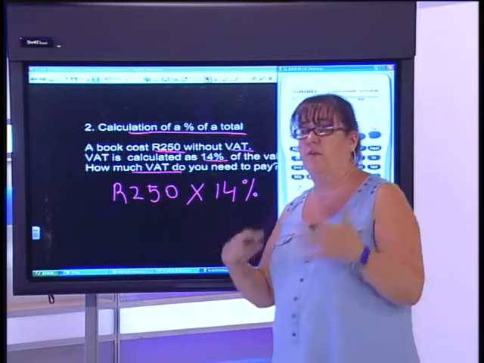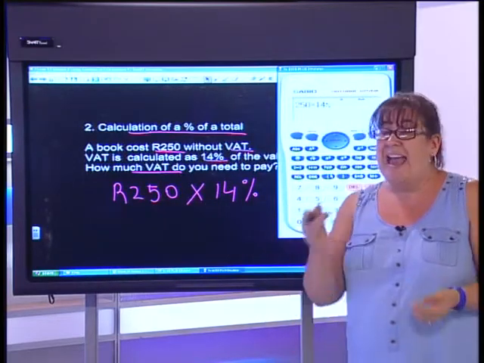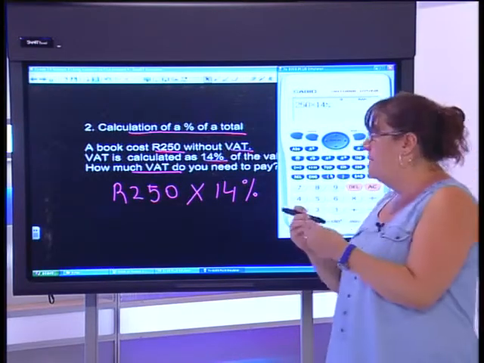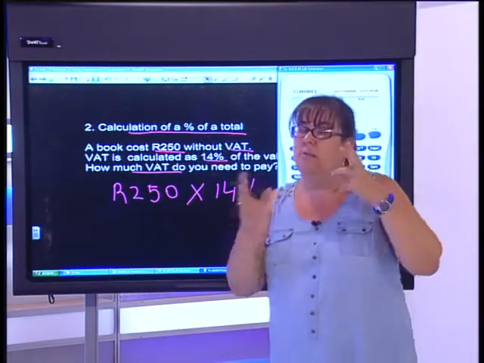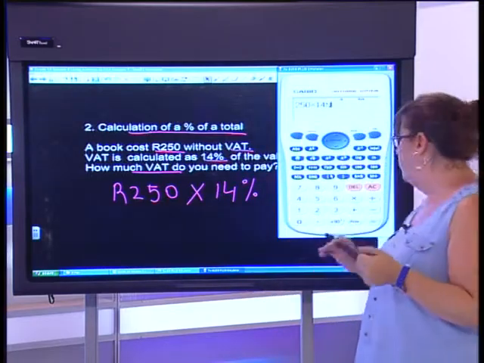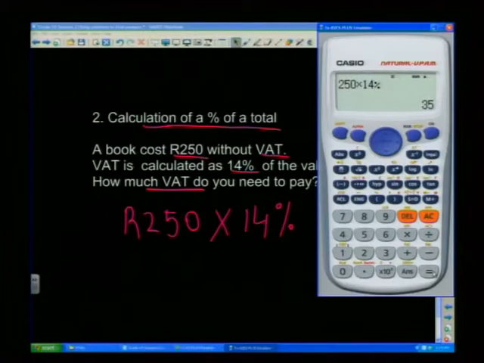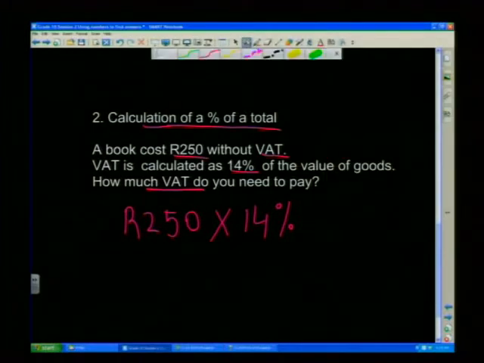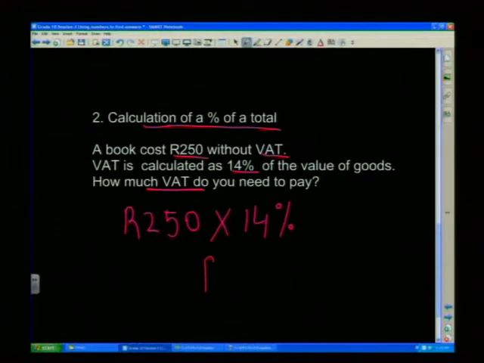10% of 250 Rand is 25 Rand. And then I'm looking for another like half of that. So I'm looking for 25 Rand and another about 12, looking at about 37 odd Rand. Let's press equal and see what I get. I get 35 Rand. So that's the VAT portion. Right, so it's 35 Rand.